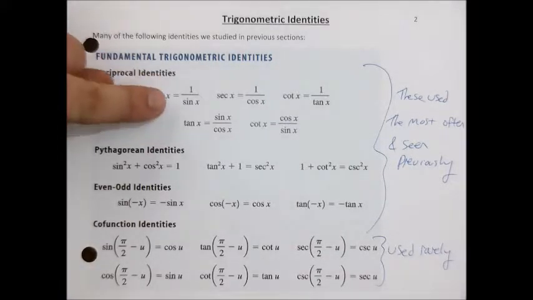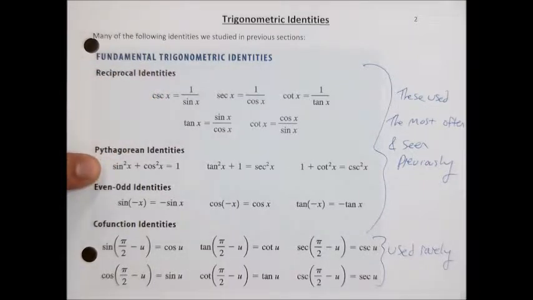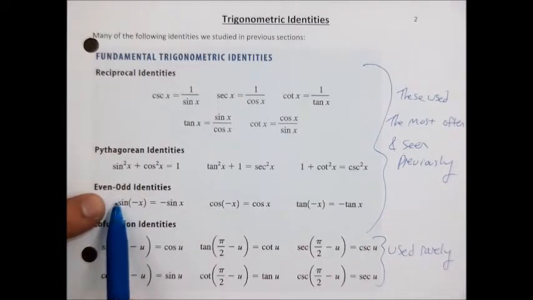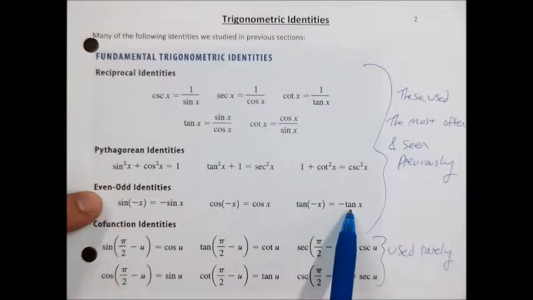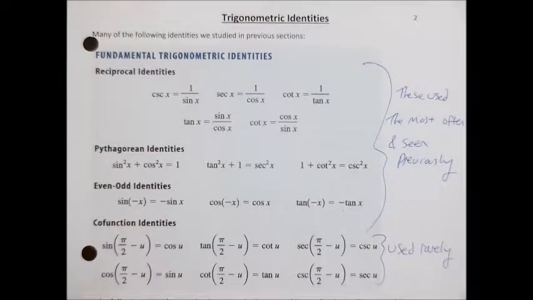The ones at the top are just the ones from the last page. We saw those ones before. These Pythagorean identities were also on the last page. And then the even-odd function ones, we saw previously when we were talking about the signs of the functions and things like that. And again, I'll probably put those on the test if and when you need them.